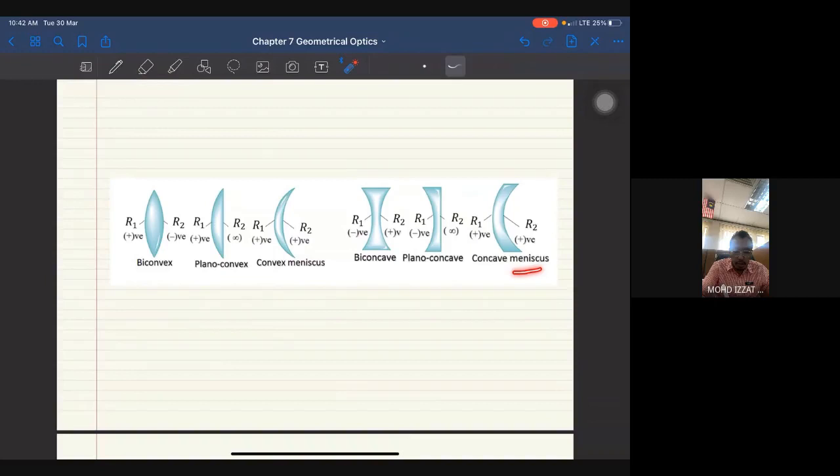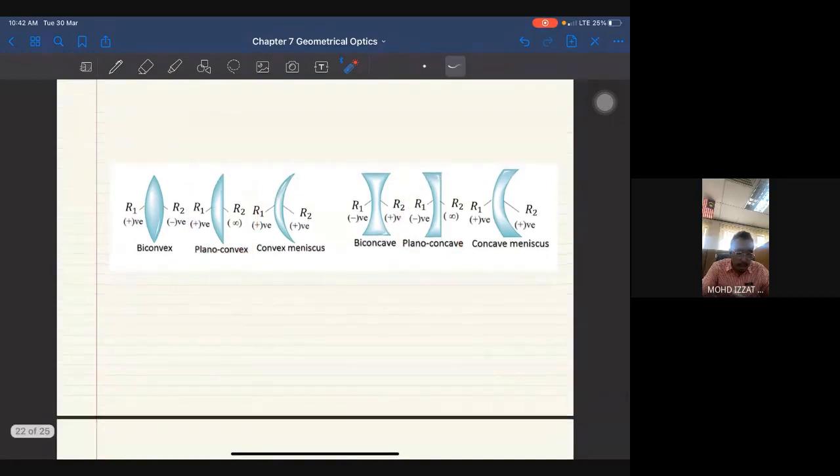Dia pernah suruh lukis plano-convex kot, kata saya. Okay, and one more thing about biconvex and biconcave. R1 and R2 tak semestinya sama. Dia boleh jadi sini 8, sini 5, atau dia boleh jadi sini 3, sini 5. Dia tak kisah, dia tak semestinya sama.